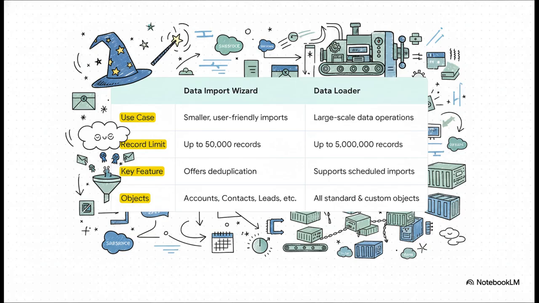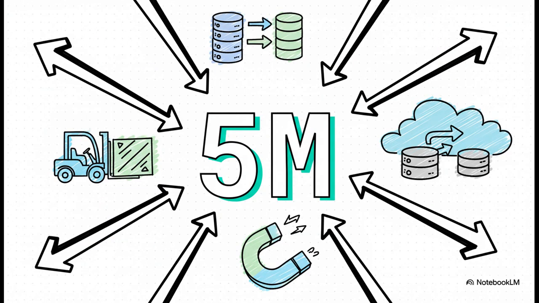But for the really heavy lifting, you're going to need the Data Loader. And when I say heavy lifting, I am not kidding. The Data Loader can handle up to 5 million records in a single shot. This is not for your everyday list upload. This is the industrial strength tool you break out for massive data migrations or really complex integrations.